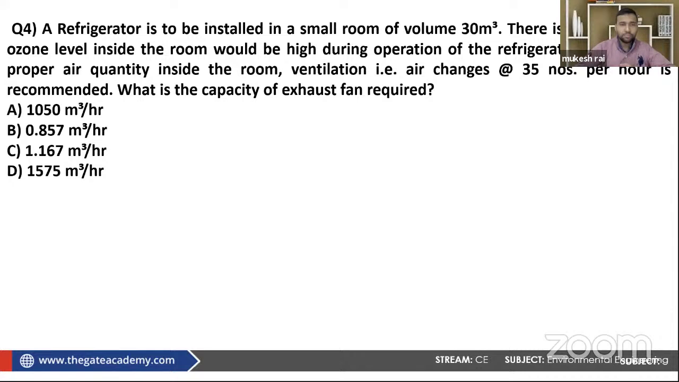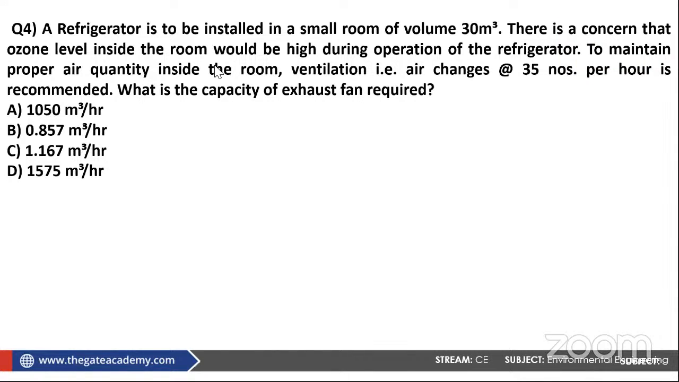Okay, Vaishnavi. Now the next question is given here. I will just switch off my video, otherwise the data will not be seen by you. A refrigerator is to be installed in a small room of volume 30 meter cube. It means that a room has a volume of 30 meter cube and a refrigerator needs to be installed in that room.